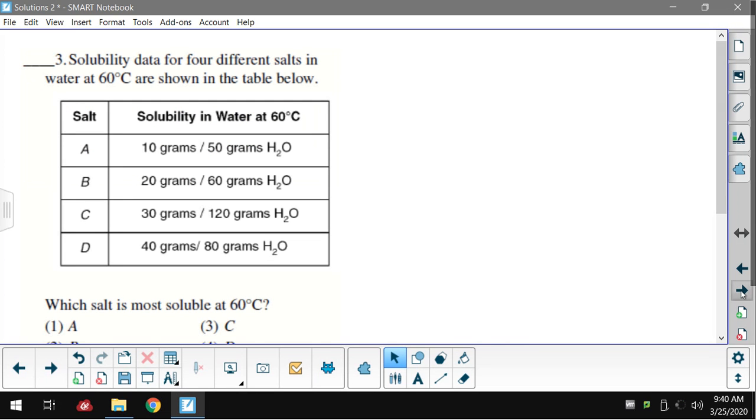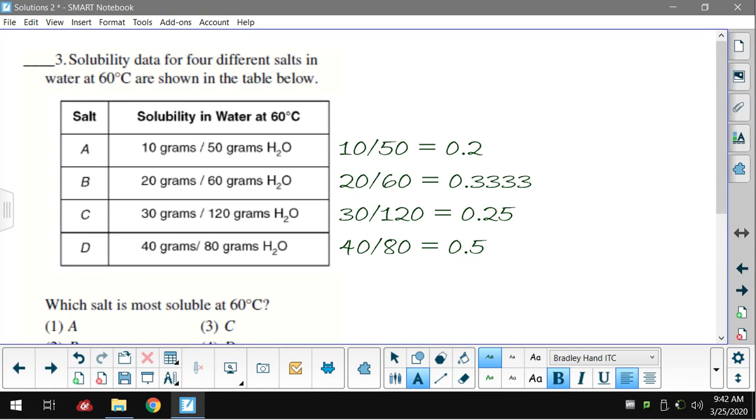So this one right here says the solubility data for 4 different salts in water at 60 degrees is shown below. The thing you want to do is figure out, okay, what is 10 grams out of 50 grams? So do a little calculations real quick there. 10 out of 50 is 0.2. 20 out of 60 is 0.333 or a third. 30 out of 120 is a quarter, 0.25. And 40 out of 80 is 0.5.